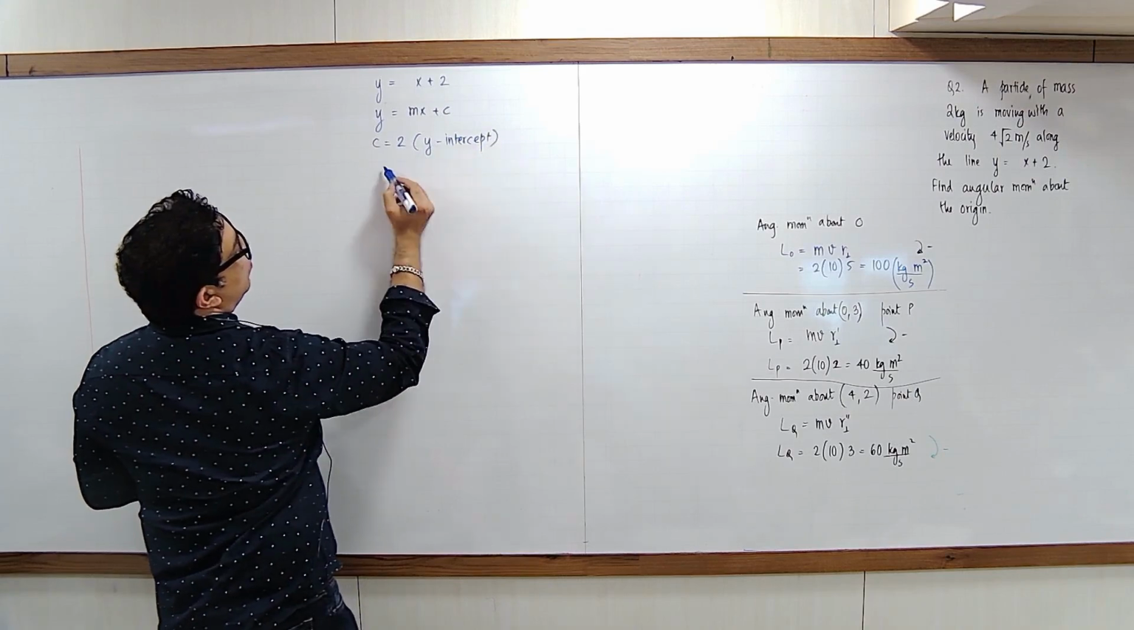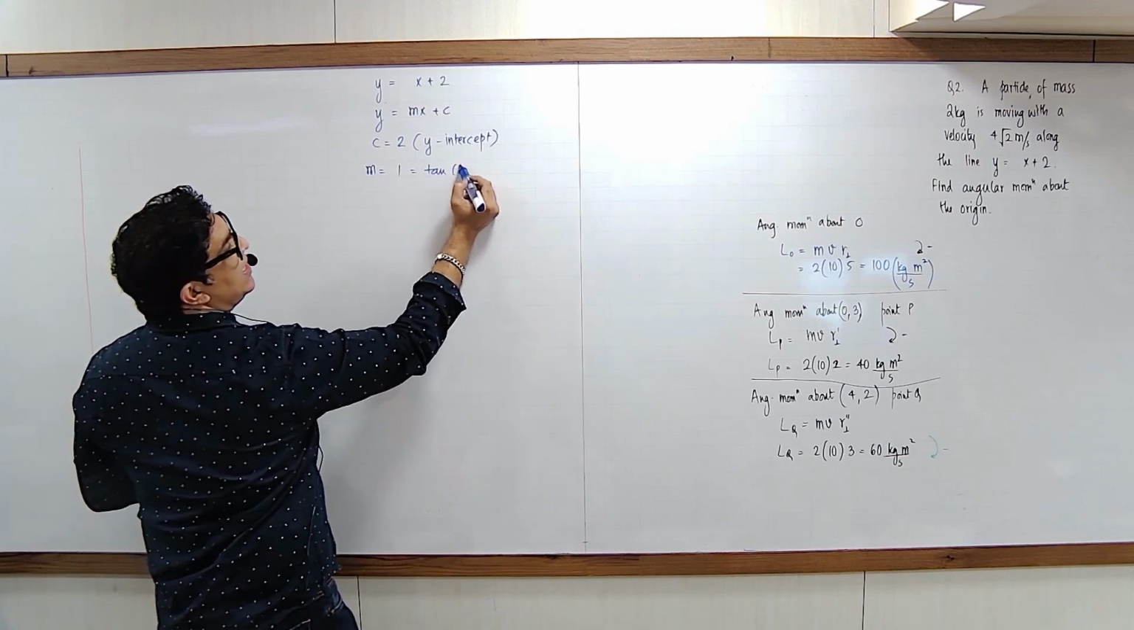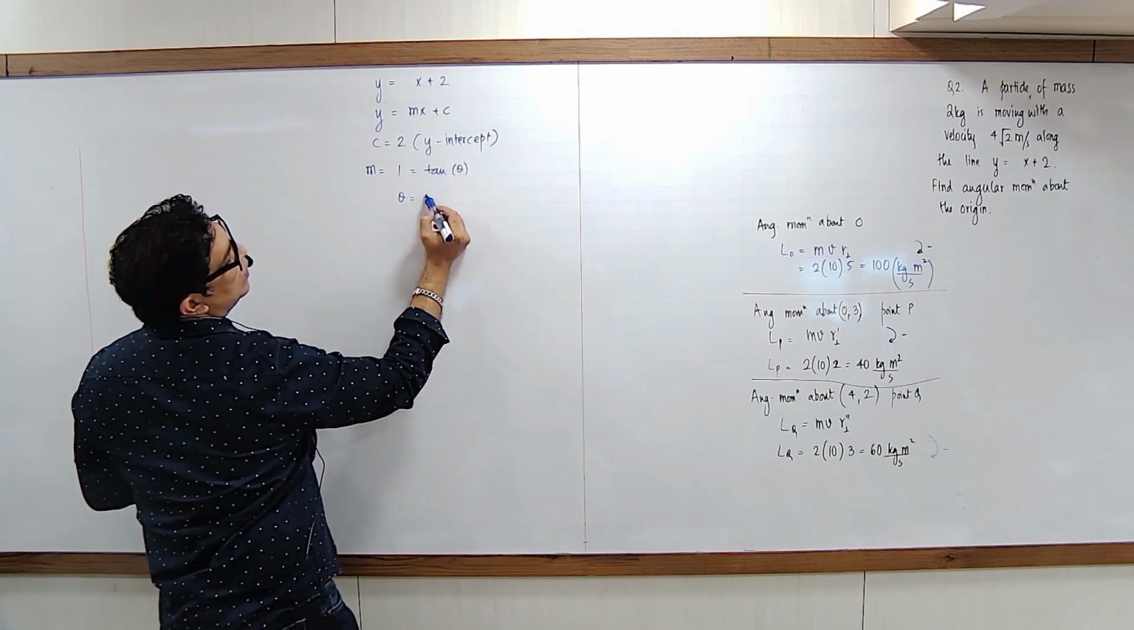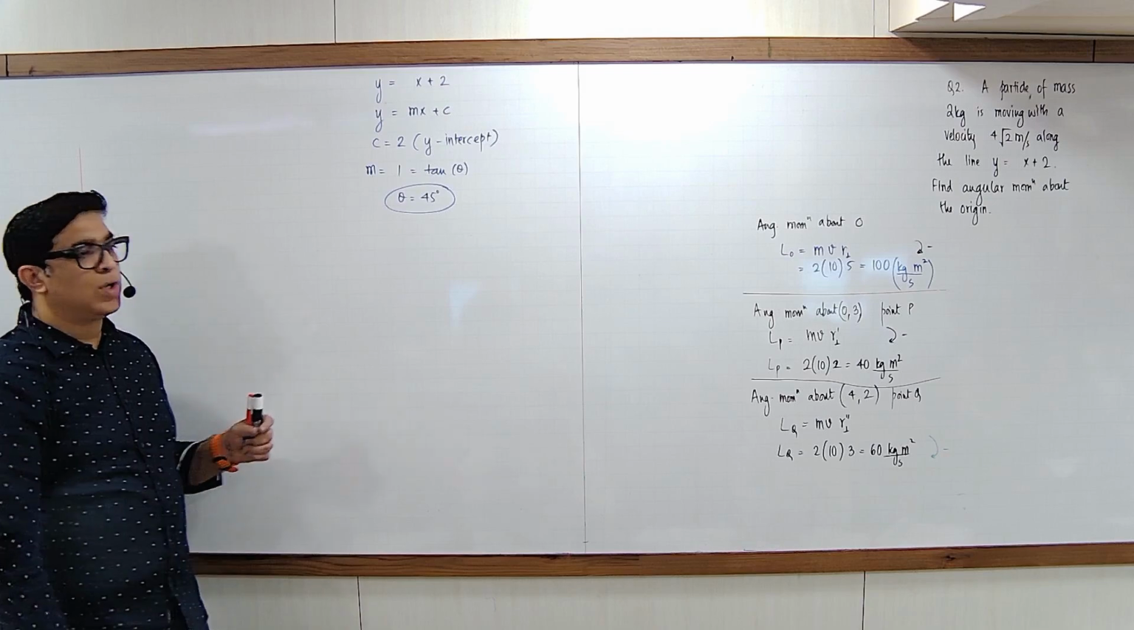And what is m? 1. And m is nothing else but tan theta. Now tan theta means theta is equal to 45 degrees, and that's how it will matter. Right? Look here. Look here now.